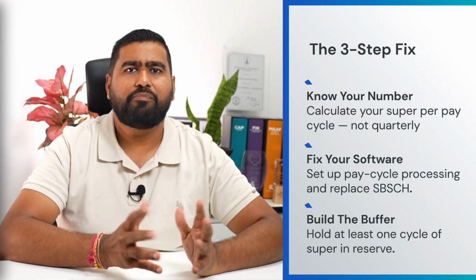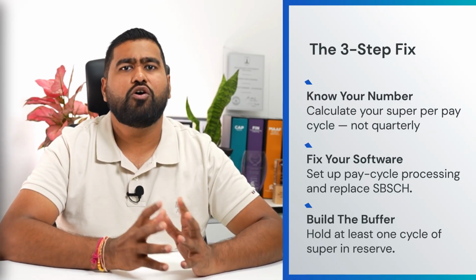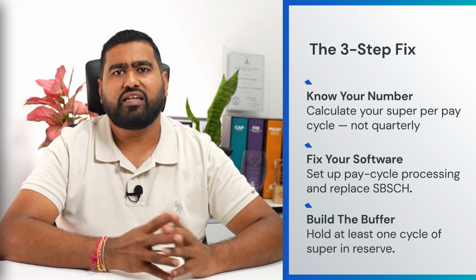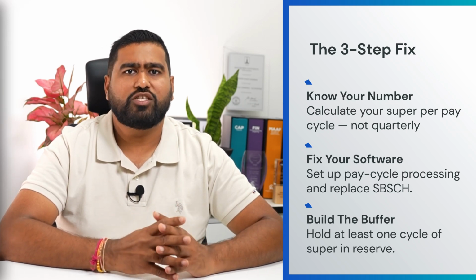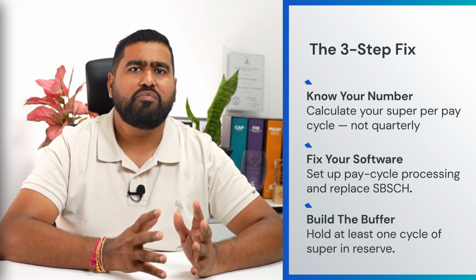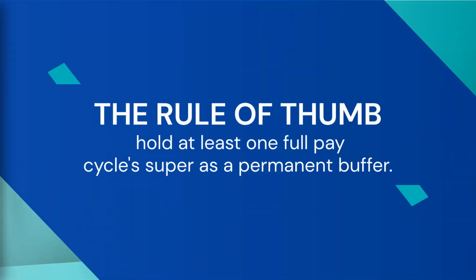Step 3. Build a buffer. Set up a separate holding account or adjust your cash reserve so that every pay cycle, the super amount is already sitting there, separated from your working capital. The rule of thumb I give clients: hold at least one pay cycle of super as a permanent buffer. That way, if a client pays late or a job runs over, your super still goes out on time and the ATO never has a reason to come knocking.